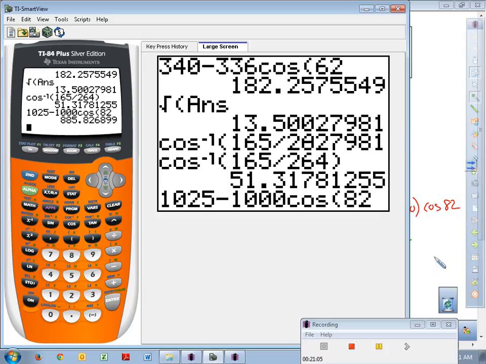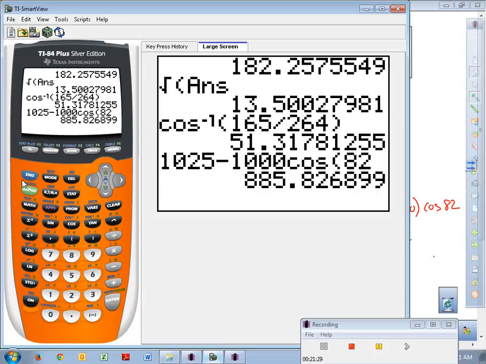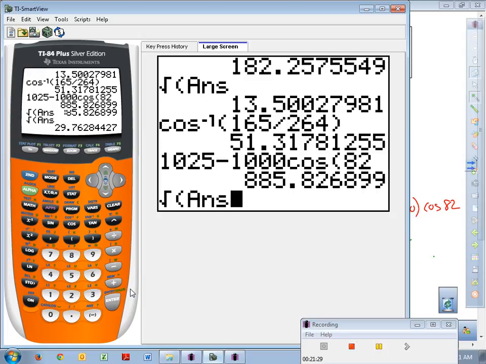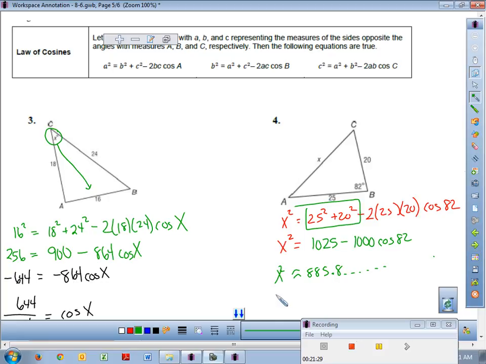That's about 885.8. So x squared is about 885.8, and so on, meaning that you haven't rounded that yet. You've kept it in your calculator because you need to square root that now. So you can use your previous answer button and get about 29.8. Since it's a side length, they want us to round to the nearest tenth. So x is about 29.8. One more.